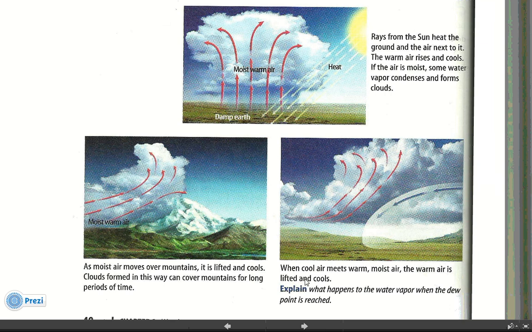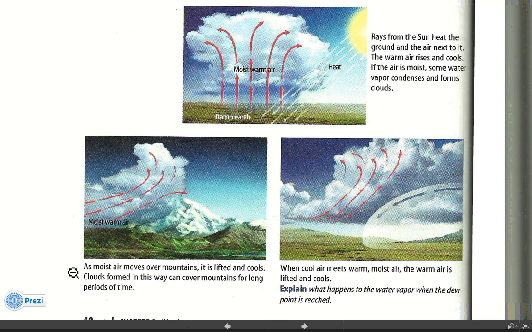Alright, so here's our graphic. Okay, we have these tall, high clouds. Rays from the sun heat the ground and the air next to that. We know this already. This is radiation and convection. The warm air rises and cools. If the air is moist, some water vapor condenses and forms clouds. Okay, the air is moist. We call that humid air. Alright, so it heats the damper, evaporates the water into the sky.